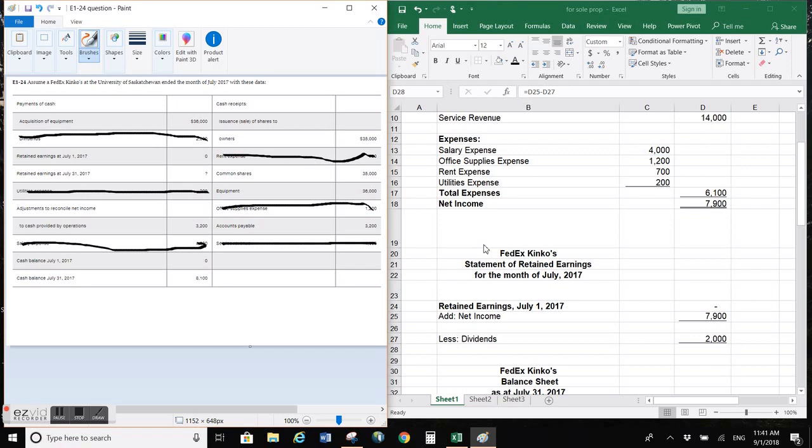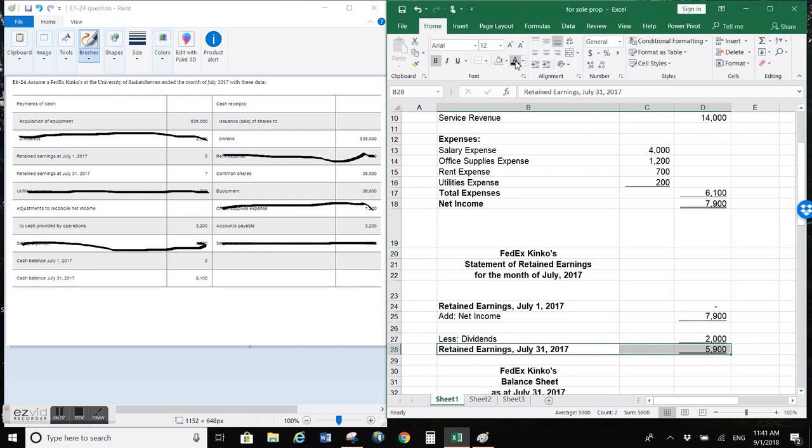And so during the month we added net income but subtracted out dividends. So here at the end of the month, July 31st, we've got $5,900 in retained earnings.